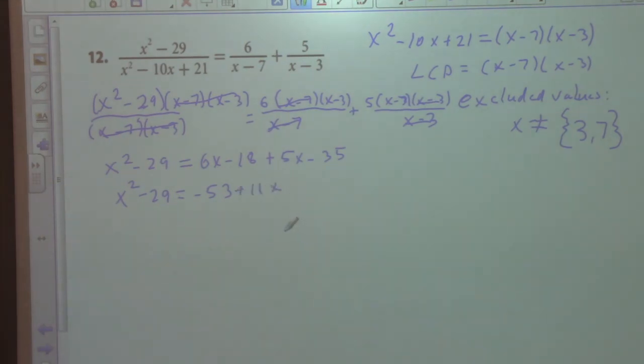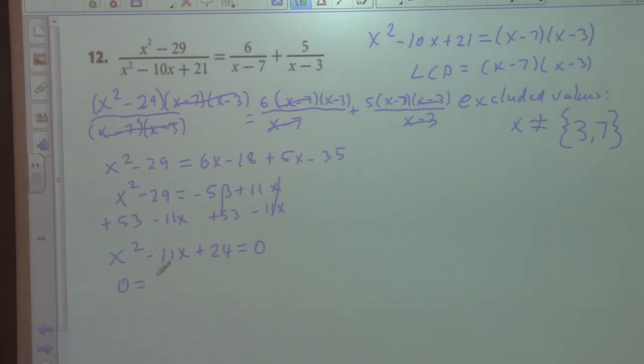And then I added 53 to the other side. So you took, let me just put over here, so add 53, plus 53, and minus 11x. So plus 53 minus 11x. So these go away, right? So what do we have left here? We got x squared minus 11x plus 24 equals 0. Okay.